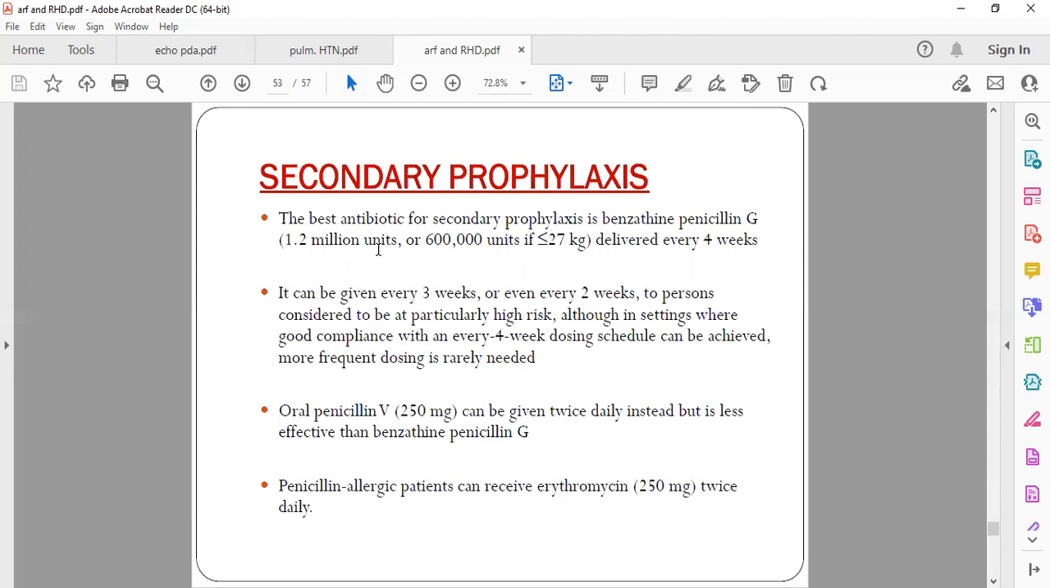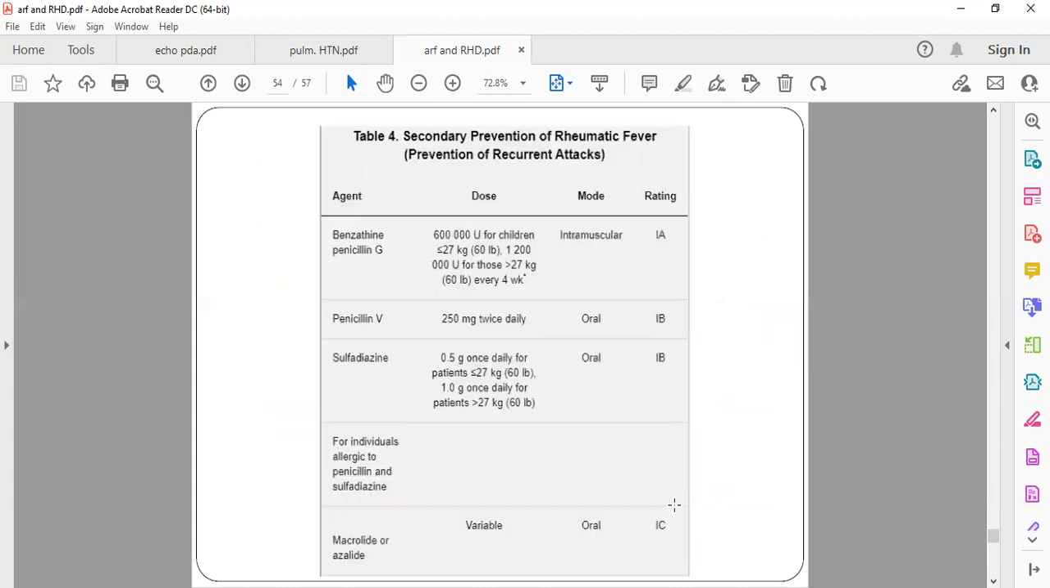The best antibiotic for secondary prophylaxis is benzathine penicillin G, which is given at a dose of 1.2 million units if your weight is more than 27 kg. If your weight is less than 27 kg, you use 6 lakh units. It should be delivered every 3 to 4 weeks. Another drug you can use is oral penicillin V, 250 milligrams twice daily, but it is less effective compared to penicillin G. If anybody has a penicillin allergy, you should give erythromycin 250 mg twice daily.